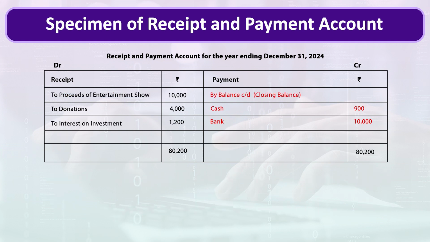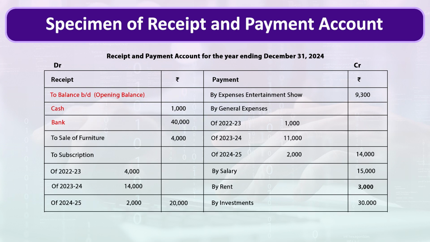The next item is proceeds of entertainment show. The amount is 10,000 rupees. Moving ahead, we have donations of rupees 4,000. Then there is interest on investment of rupees 1,200. Going to the payment side, we can see the first item is expenses of entertainment show, which amounts to rupees 9,300.